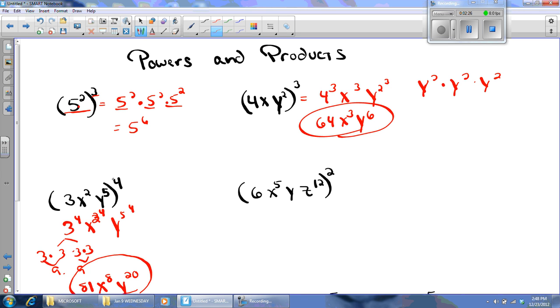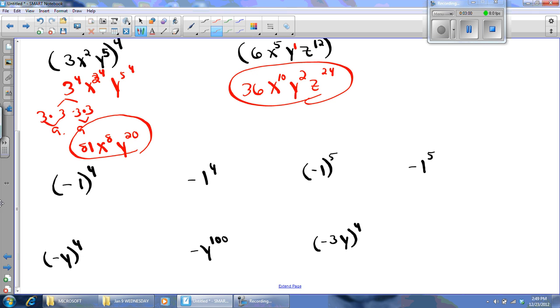Okay. See, when I'm doing a power raised to a power, I multiply. Now this one I'm going to do a little more succinctly. I'm not going to show as many steps. 6 squared is going to be 36. X to the 5th squared is x to the 5th times x to the 5th, or x to the 10th. Y to the 1st raised to the 2nd is y to the 2nd. And z to the 12th squared is going to be 12 times 2, or 24. And there you go. Pretty simple stuff. Do lots of examples. This is a pretty easy video.